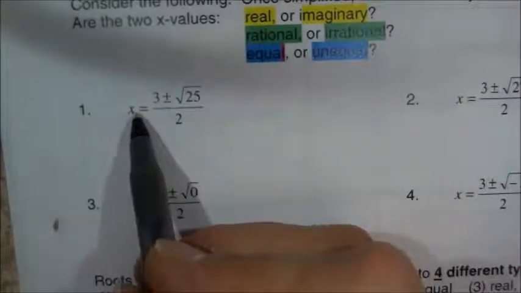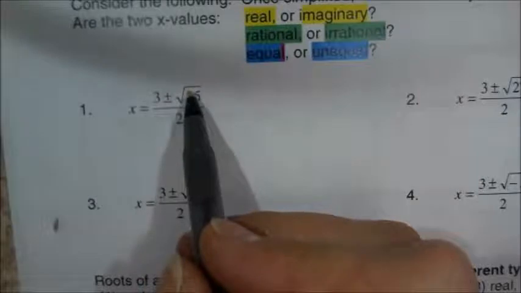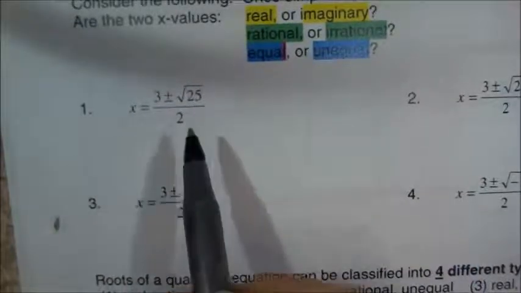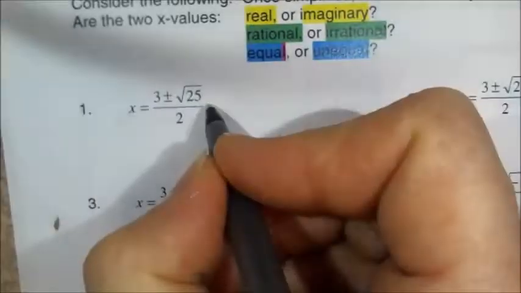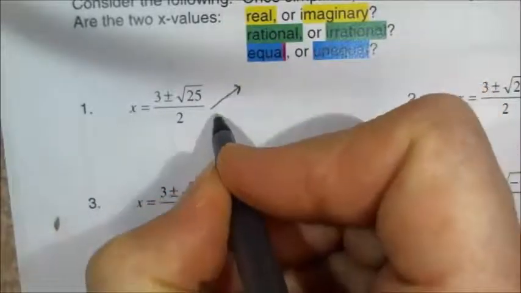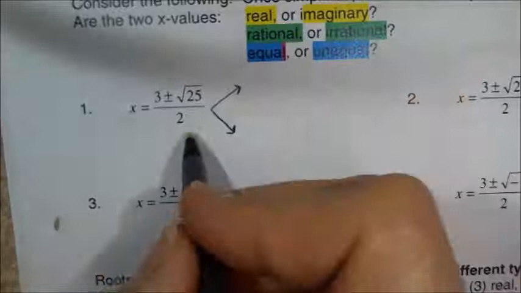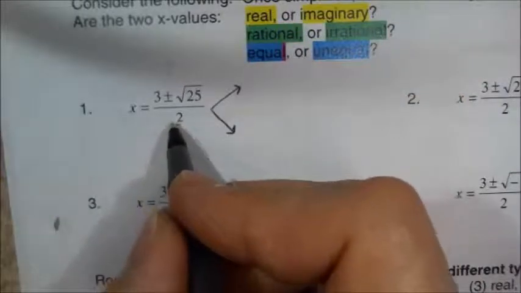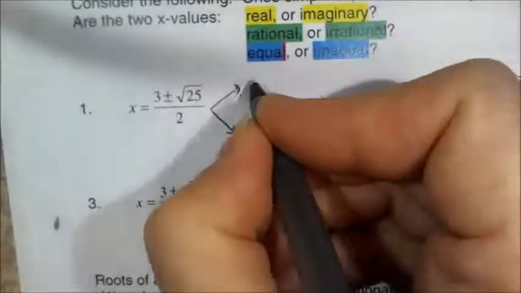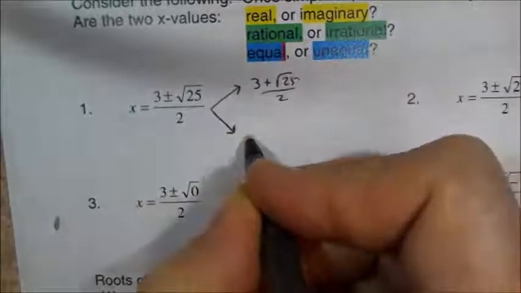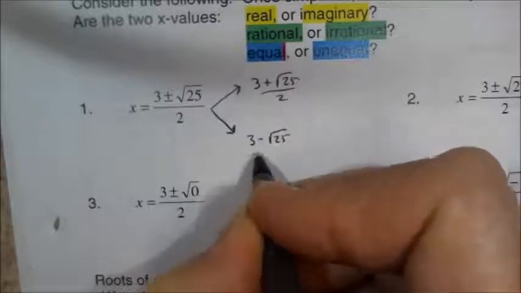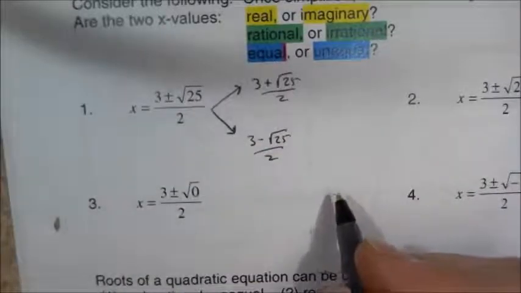So when we have x equals 3 plus the square root of 25 over 2 and 3 minus the square root of 25 over 2, we're going to figure out whether they're real or not, rational or not, and equal or not. This is the quadratic formula all worked out, and we have two values coming out of there.